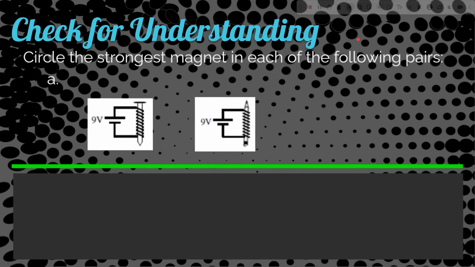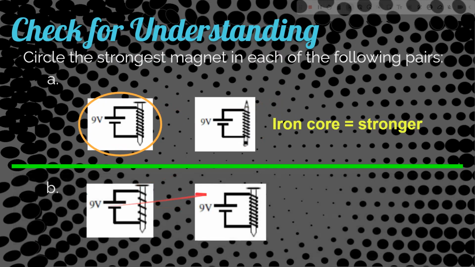So questions that would show up on a multiple choice test, quiz, or assignment like today might look like this. Circle the strongest magnet in each of the following pairs. So here you're just comparing these two. Both of them have a 9-volt battery. They both have a solenoid with the same number of loops. The only difference is the one on the left is wrapped around a nail, and the one on the right is wrapped around a pencil. And so you're going to pick the one that's wrapped around the ferromagnetic core. A nail is made of steel, which is an alloy of iron, and so that's the one you would want. That would be stronger.